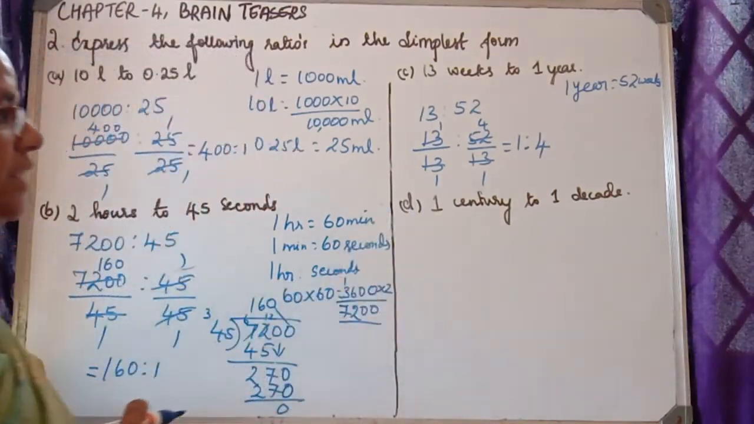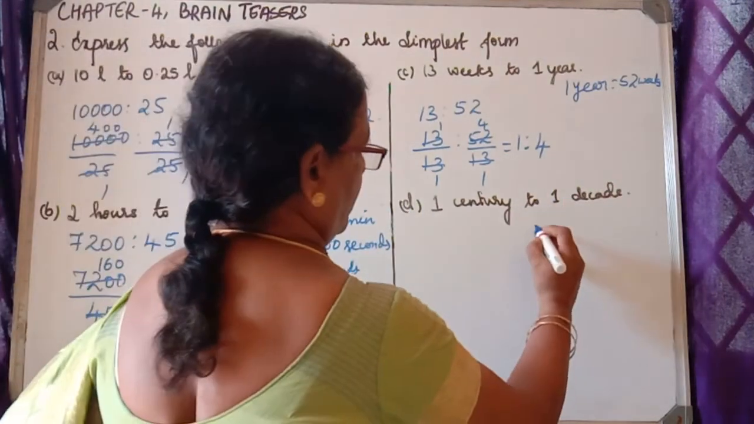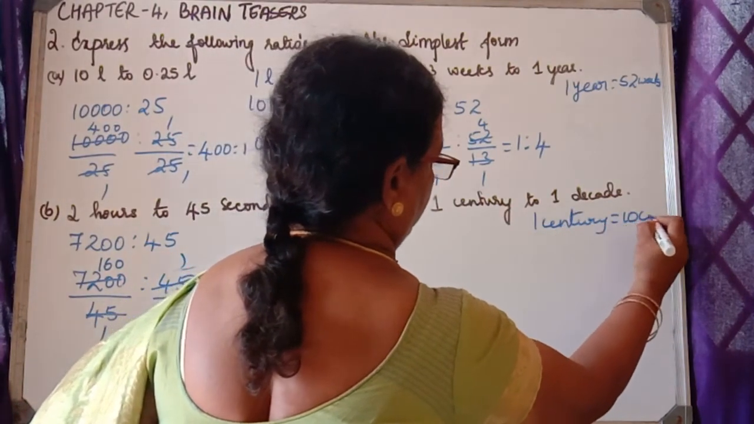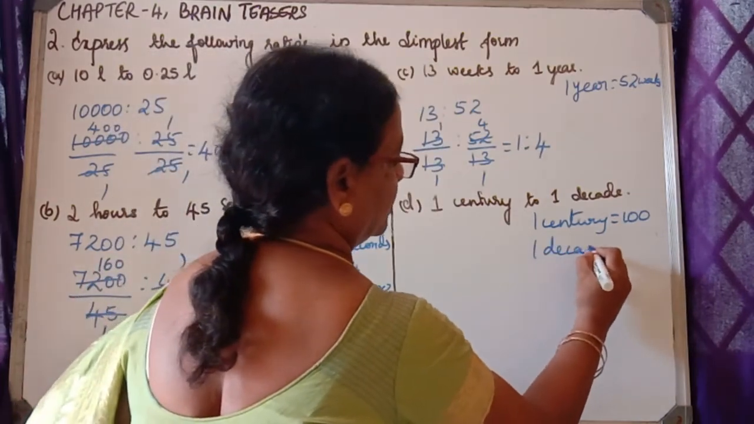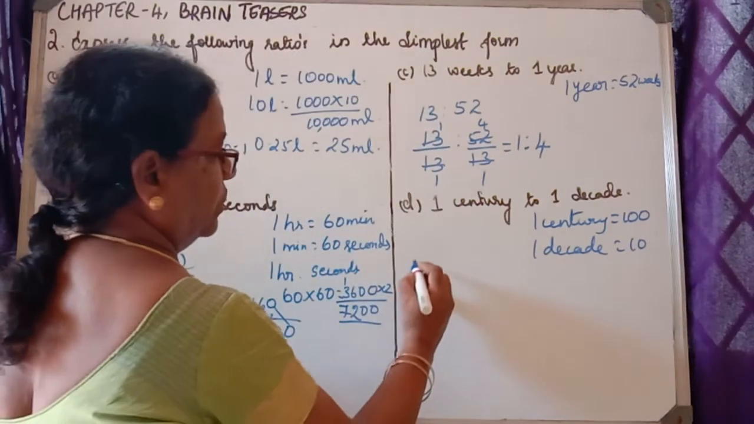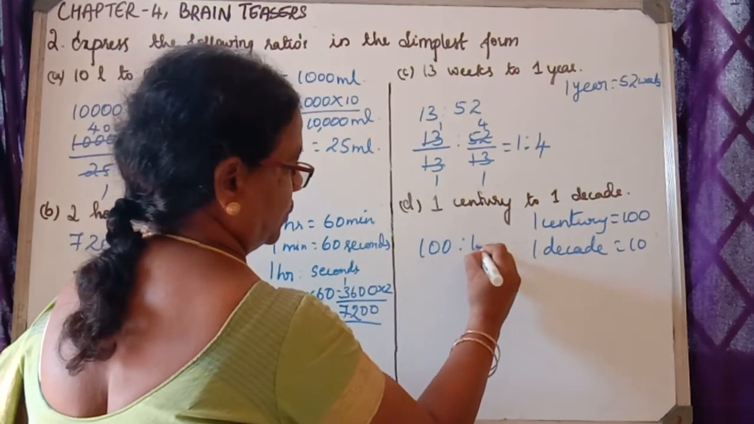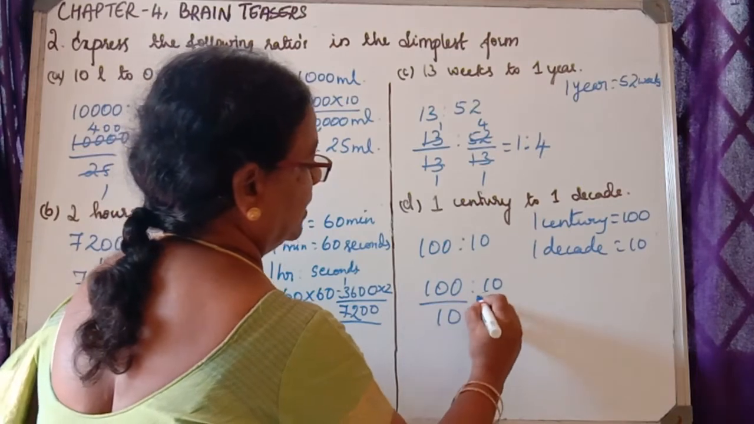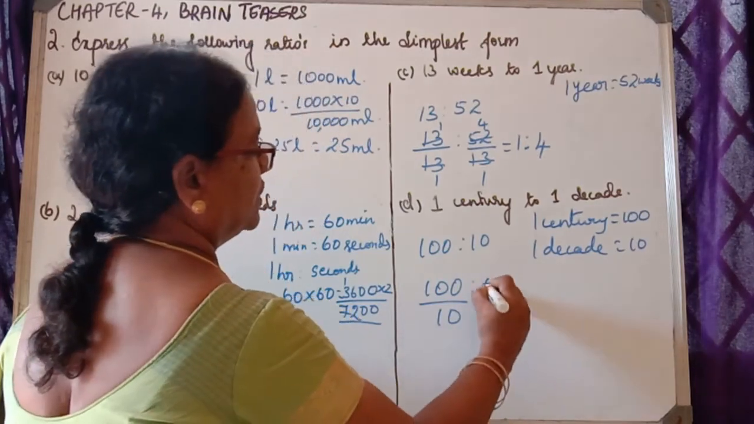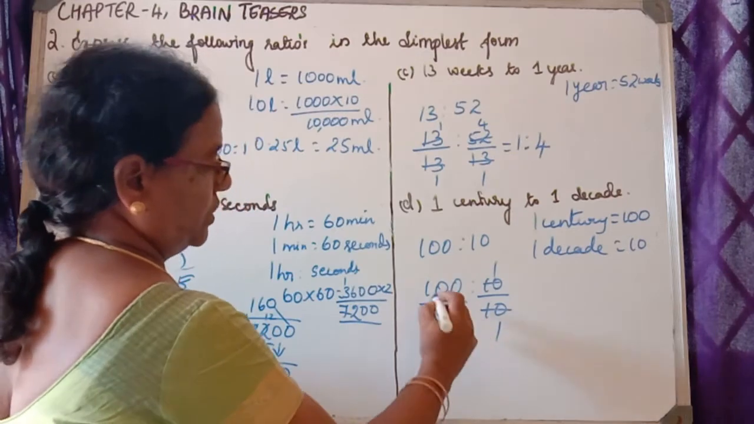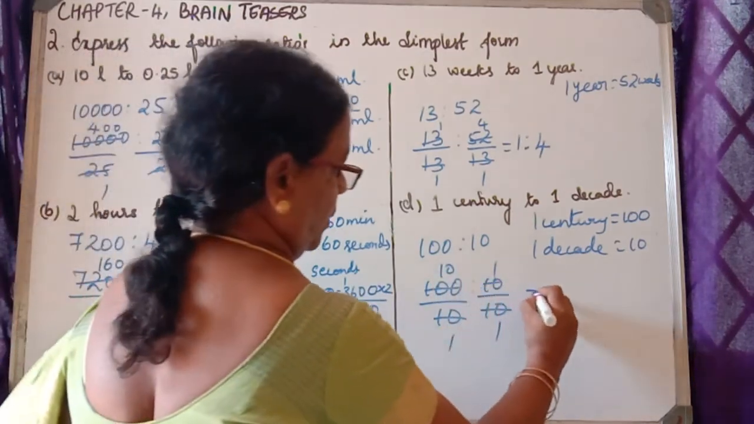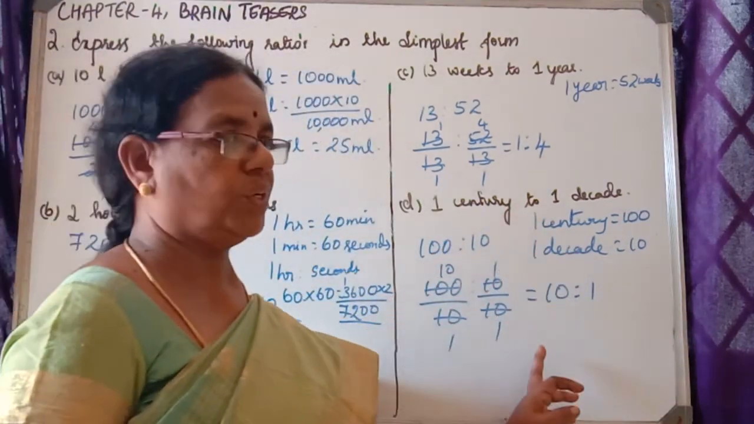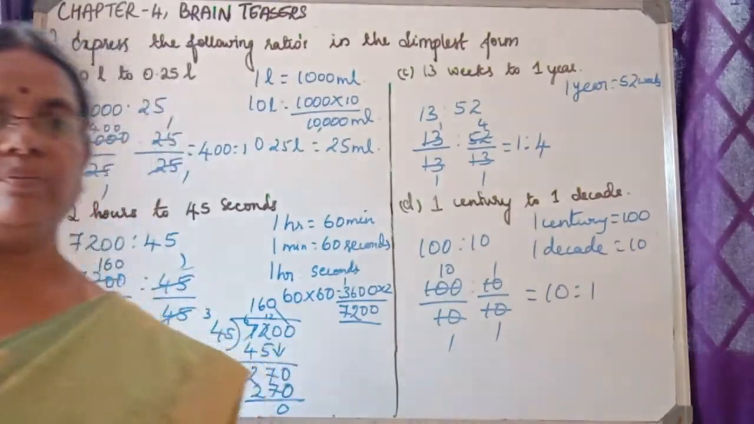Now move to the next sum. 1 century to 1 decade. 1 century is equal to 100. 1 decade is equal to 10. Now what is the ratio? 100 is to 10. Reduce it to the simplest form. We will take 10 as a common divisor. 10 ones are 10, 10 tens are 100. So what is the ratio? 10 is to 1. 1 century to 1 decade is equal to 10 is to 1.